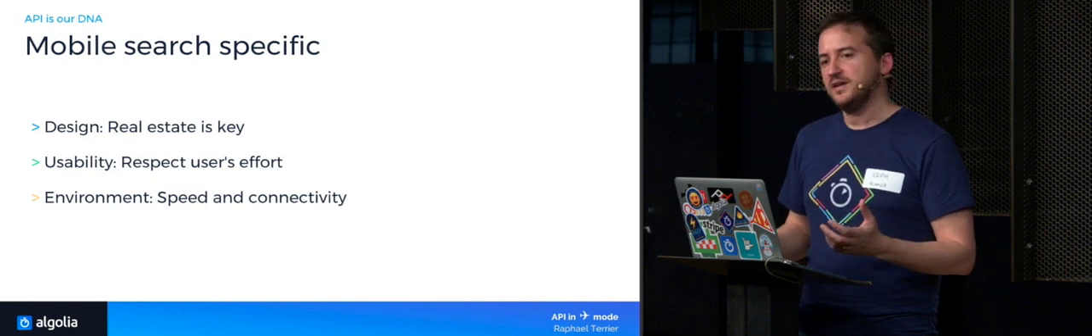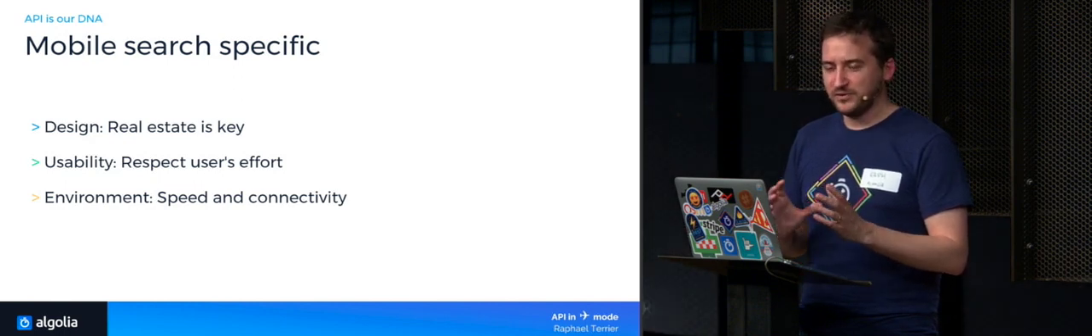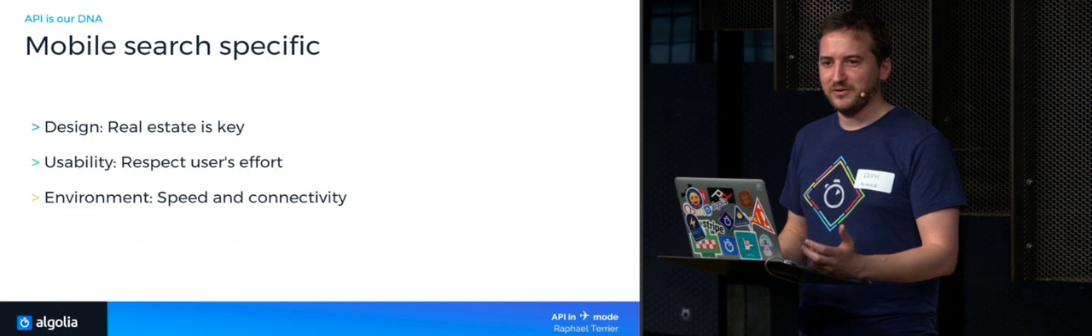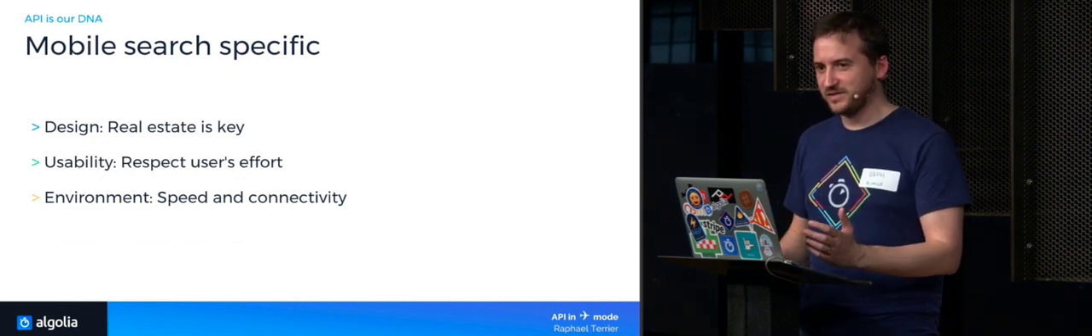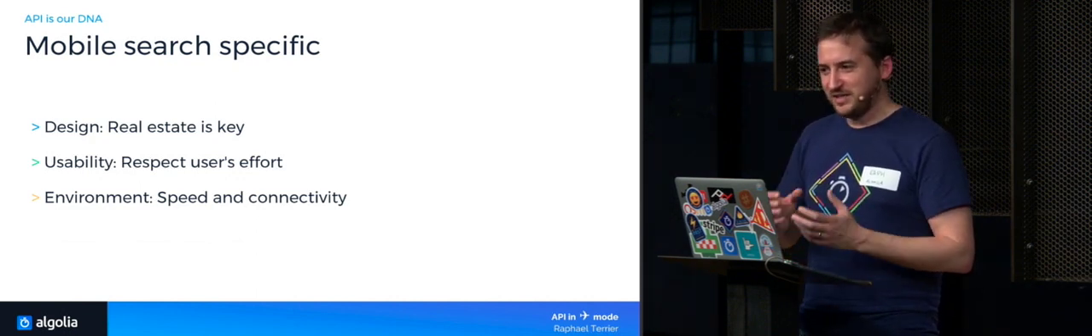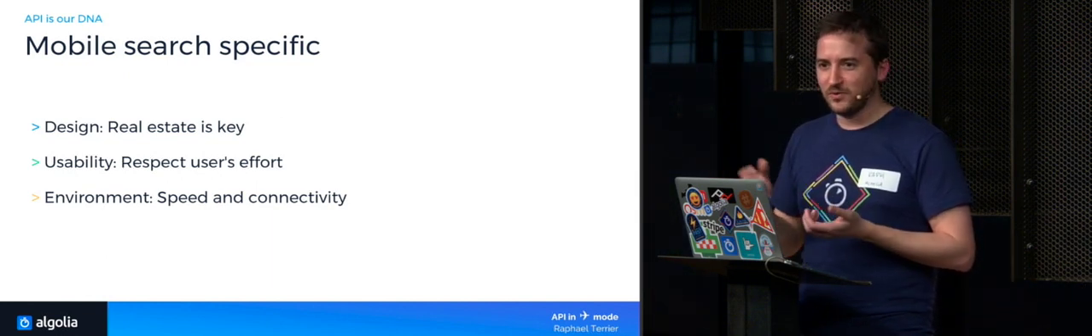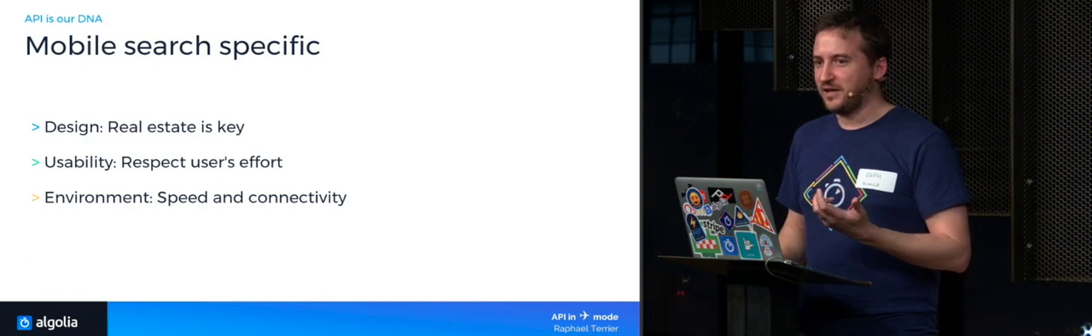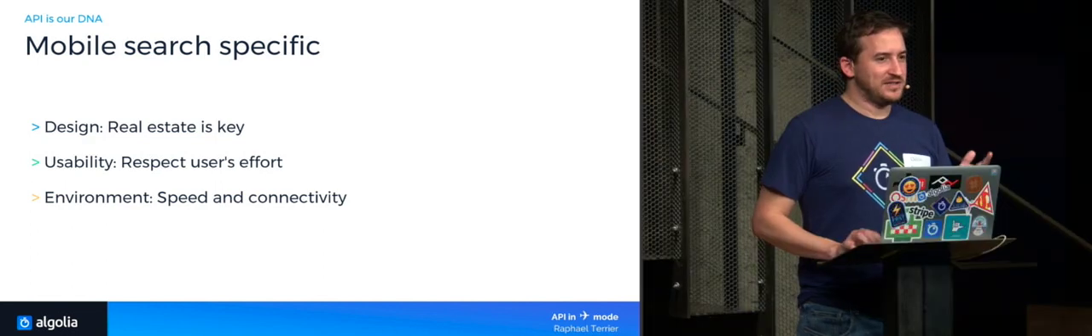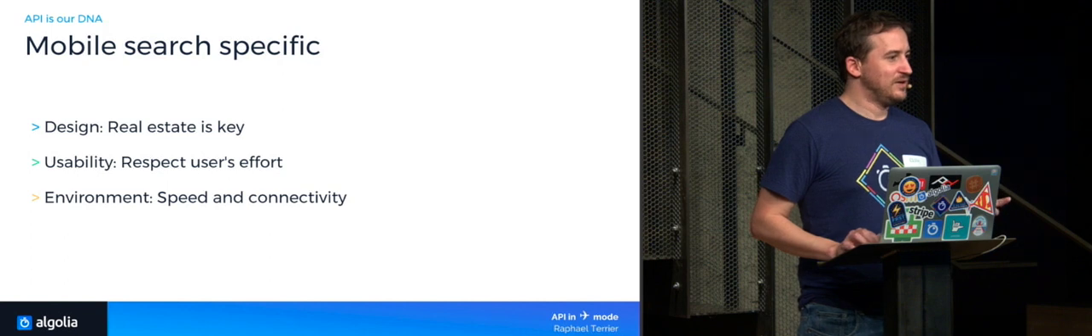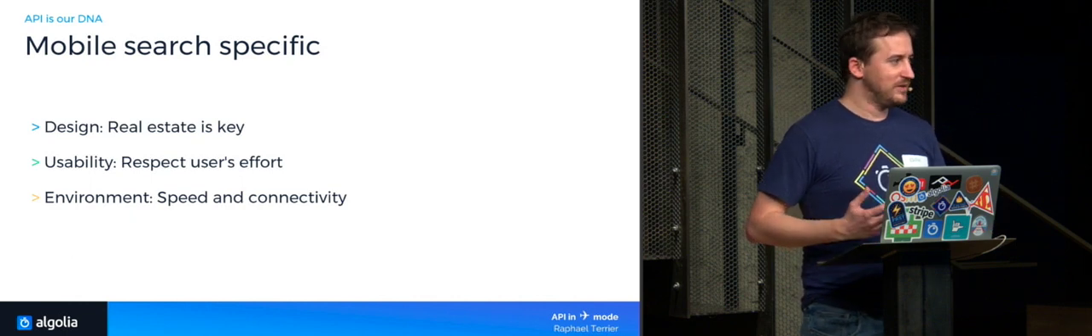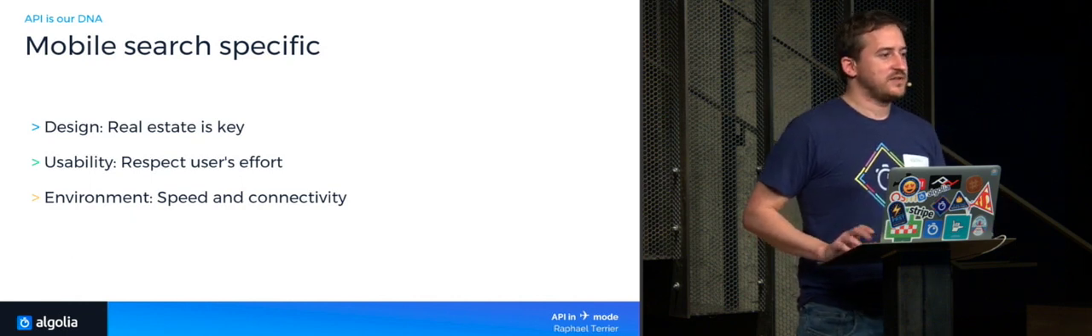So the design: the screen of the phone is quite small, so every pixel counts. The usability: each keystroke is a pain when you're in the metro or walking, so you need to make that count. And last but not least, the environment is really the key part here, because when you're on the go with your mobile, you're not really sure if you're going to have connectivity or not. And that's where our new feature comes in: going offline.